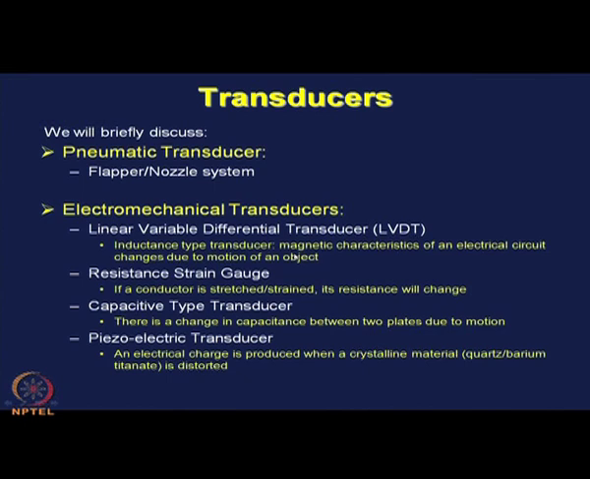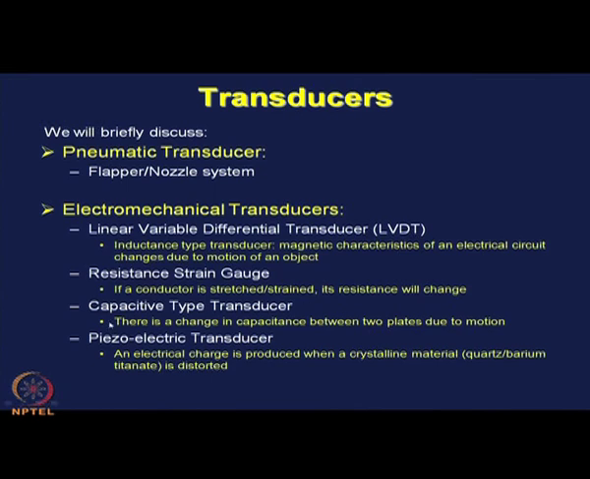Its working principle is based on the fact that magnetic characteristics of an electrical circuit changes due to motion of an object. The working principle of resistance strain gauge is based on the fact that if a conductor is stretched or strained, its resistance will change, and it is easy to measure this change in resistance. So, you can measure the strain.